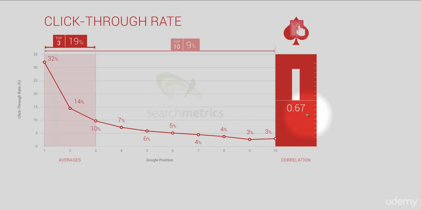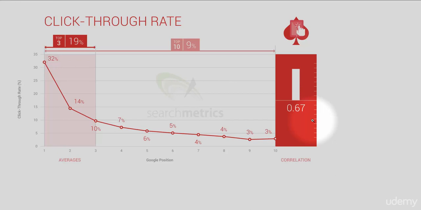This is a justification for the statement I said in the beginning of this lecture. Also, you can see the correlation factor is 0.67, which is the highest of any search engine ranking factor that we have seen till now in this course. So what does this 0.67 correlation mean?